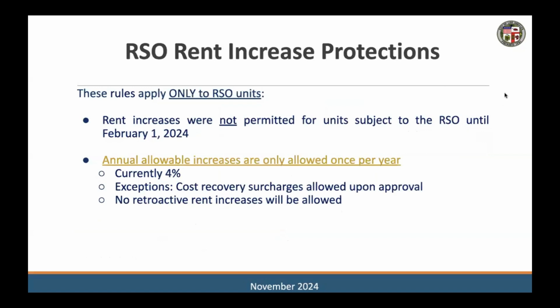So the rent increase protections, these rules only apply to RSO units. Previously there was a moratorium for rent increases, and so there was a freeze until February 1st of this year, in which rent increases were not permitted. Currently, the allowable rent increase is 4%, and there's an additional allowance if you pay for utilities. And the increases are only allowed once per year. An exception would be if there are any cost recovery surcharges that are approved, and subsequently there will be no retroactive rent increases allowed.